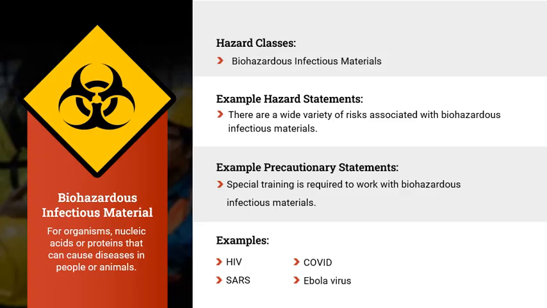applications. Biohazardous infectious materials, for organisms, nucleic acids, or proteins that can cause diseases in people or animals. Hazard classes: biohazardous infectious materials. Example hazard statements: there are a wide variety of risks associated with biohazardous infectious materials. Example precautionary statements: special training is required to work with biohazardous infectious materials. Examples: HIV, SARS, COVID, and the Ebola virus.